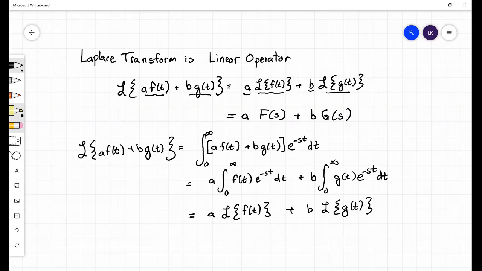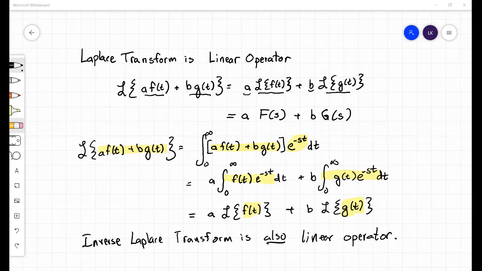So the Laplace transform of a combination of two functions is defined as the integral of that combination times e to the minus st. But we know that we can integrate term by term, bring out constants. And so we see that the Laplace transform is linear. This is just the Laplace transform of f of t, and this is just the Laplace transform of g of t. And it's also important to remember that the inverse Laplace transform is also a linear operator.